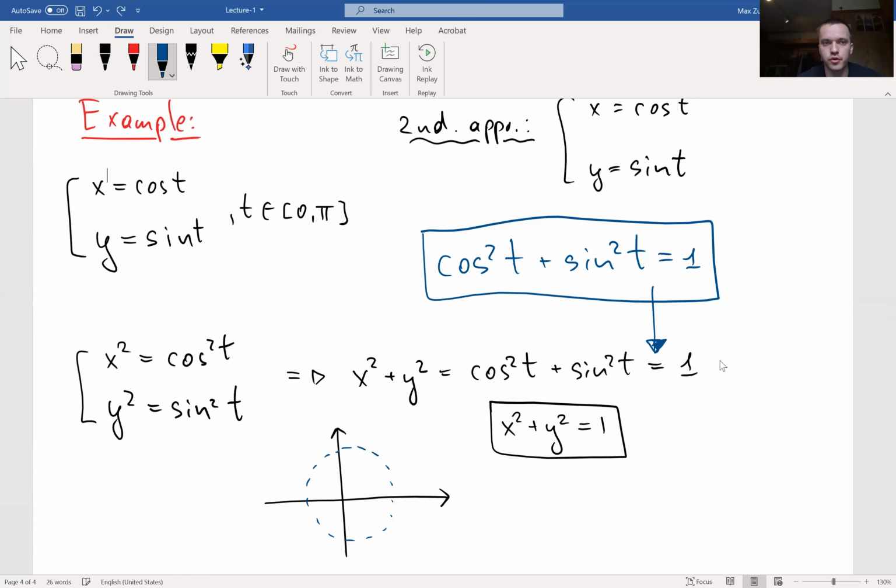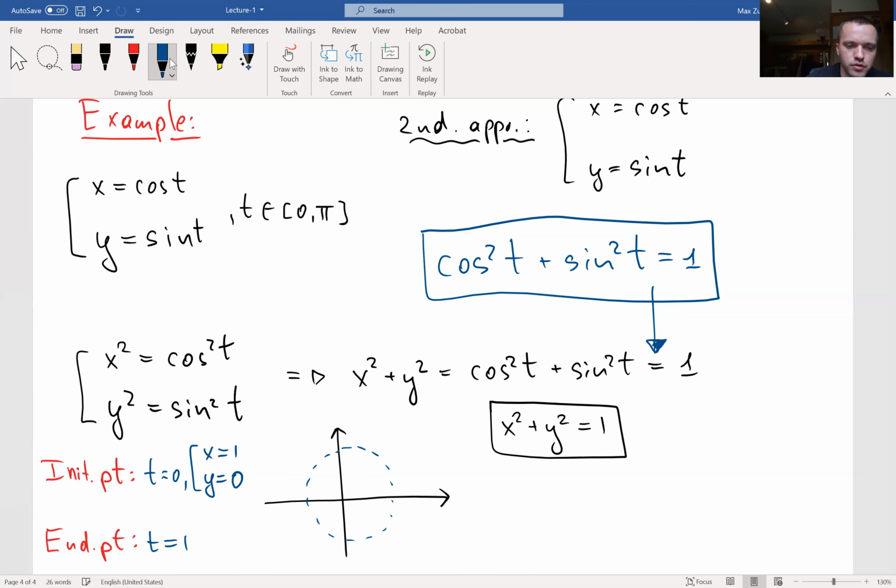So can anyone tell me what is going to be your initial point? Yeah, it's going to be (1, 0). And the way we figure this out, because the initial point is going to be your first value of t. So for your first value of t, when t is equal to 0, you will have x is equal to cosine 0, but cosine 0 is 1, and y is sine 0, which is 0. And can anyone tell me what is your ending point? Actually, I'll just answer. x is going to be equal to -1, and y is going to be equal to 0. So in this graph, this is my initial point, and this is my ending point.